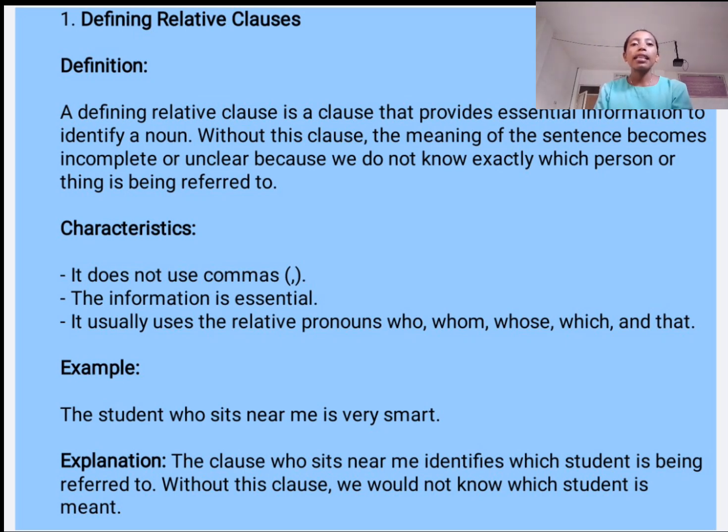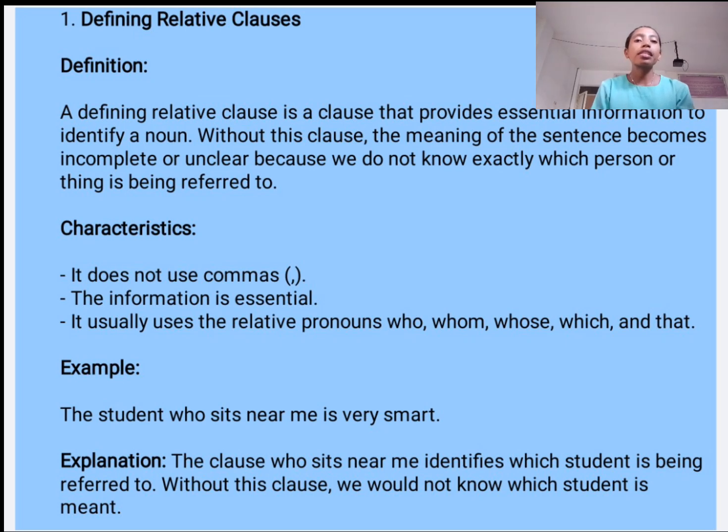Characteristic: it does not use commas, the information is essential, and it actually uses the relative pronouns who, whom, whose, which, and that. Example: the student who sits near me is very smart.